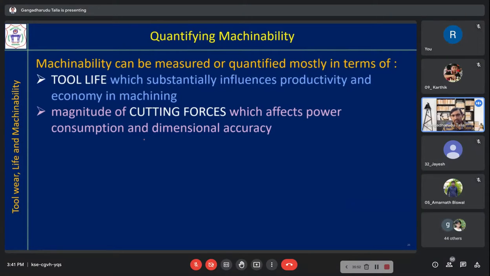Now another thing is the magnitude of the cutting forces. During the cutting process, if you are able to cut the material with less power consumption only, then you will say that particular material has good machinability characteristics.